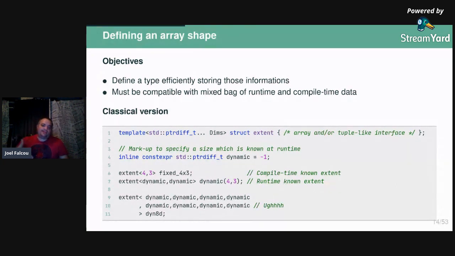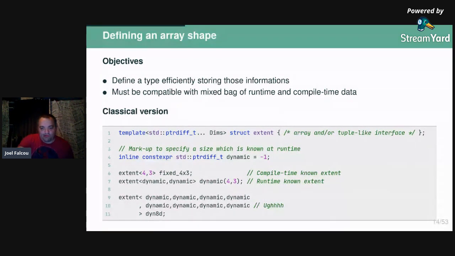And if you have an extent that's dynamic, it's a runtime extent, and you have to build it with the actual values there. And if you have a very large number of dimensions and they are all dynamic, you may end up with this dyn-ad thing, which is just an extent of dynamic, etc. So it's a bit cumbersome to use. That's the classical thing we can have.